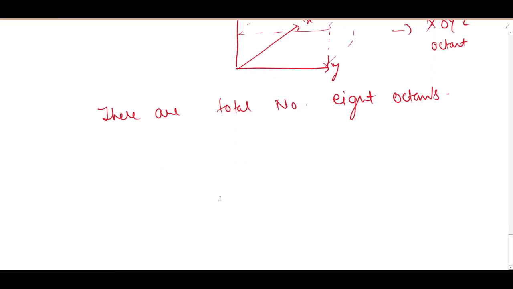So how to plot a point in 3-dimensional space?